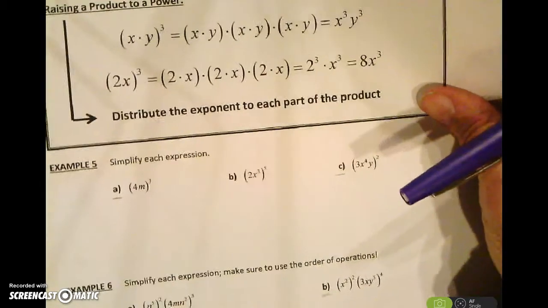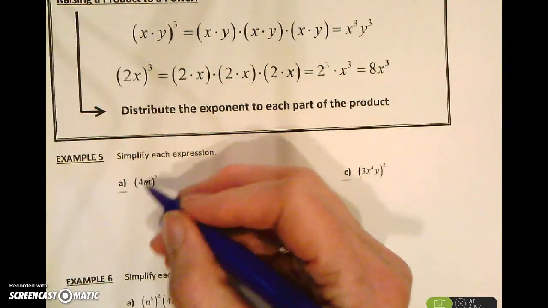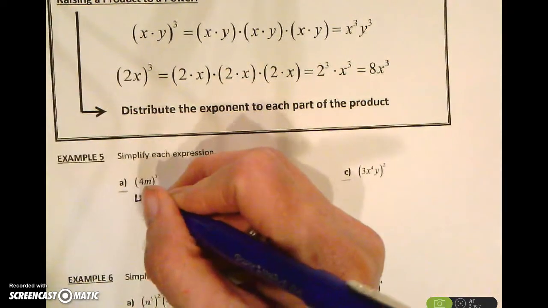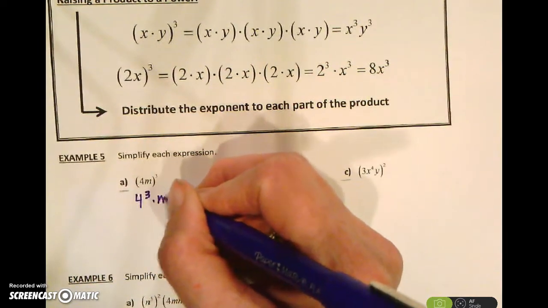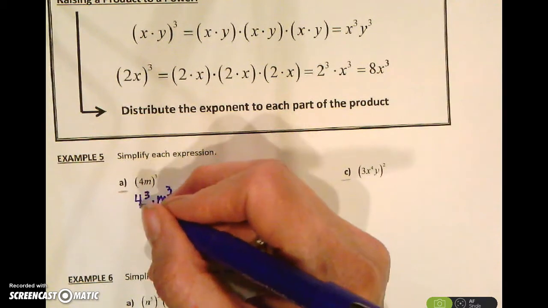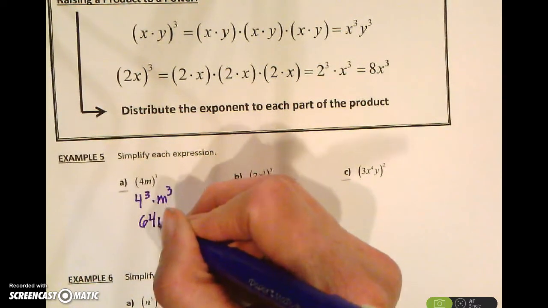So here, example A, 5A is this. I have the parentheses 4 times m raised to the third. So that means I have 4 to the third times m to the third. And 4 to the third is 4 times 4 is 16, and 16 times 4 is 64. M to the third.